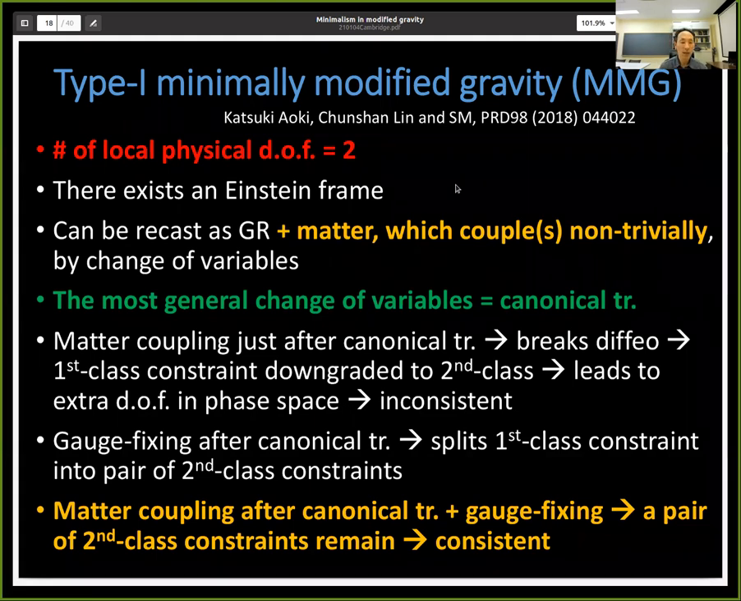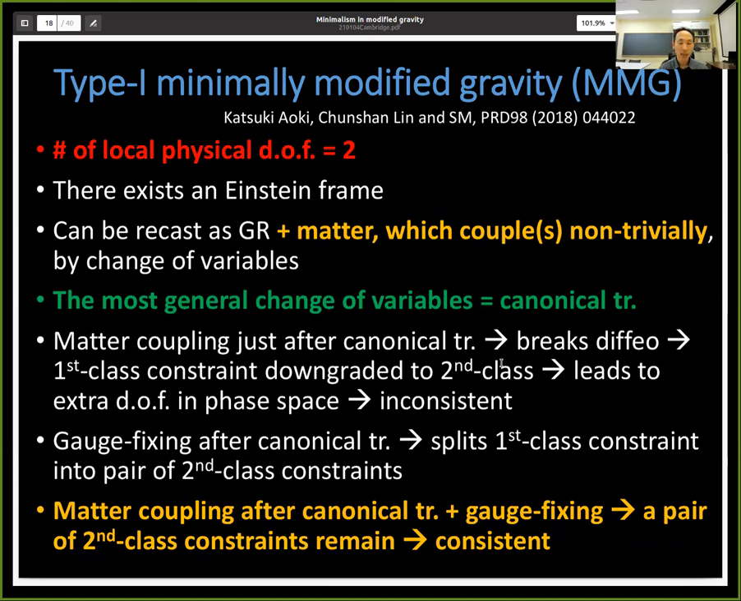And as far as I know, the most general change of variables is a canonical transformation. So we can start from GR and then perform a canonical transformation, then couple matter to the frame after the transformation. Then we can obtain any type one minimally modified gravity. But if we do that naively, namely if we couple matter just after the canonical transformation, then this is inconsistent, because a combination of matter after canonical transformation breaks diffeo.